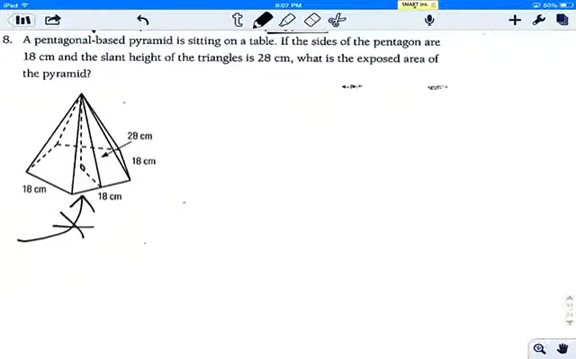So here's number 8 on page 155. I left you off saying that it's a pentagonal based pyramid. We don't have to include the bottom. And we need to find the exposed area, so this part that's exposed.